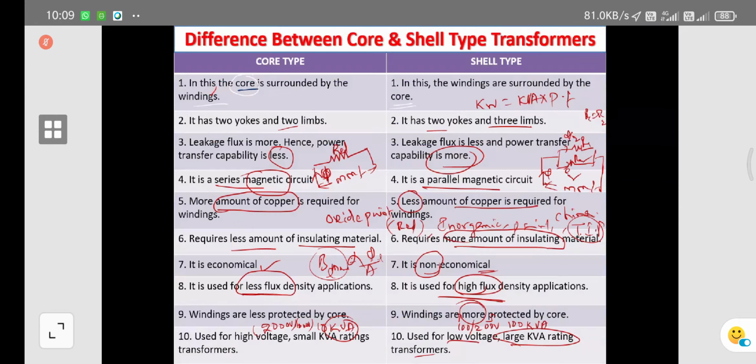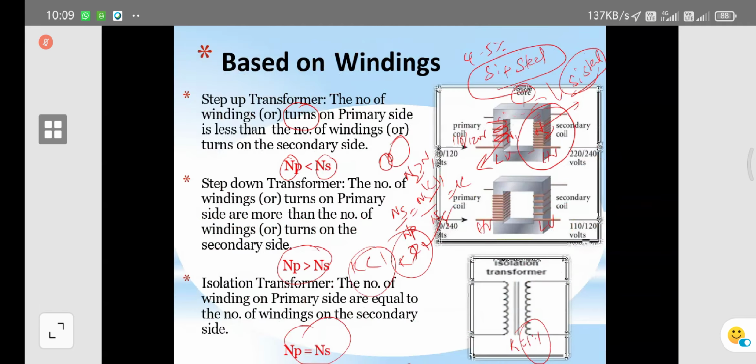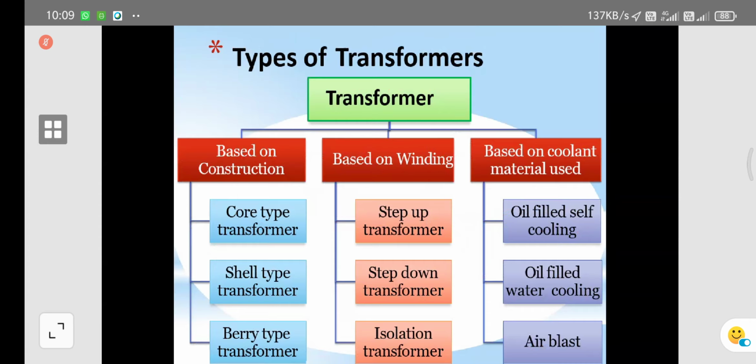Okay, last class we have discussed applications, and what about the types? Based on construction, the transformers are classified into three types: core type, shell type, and berry type. And based on winding, we have step up transformer, step down transformer, and isolation transformer.